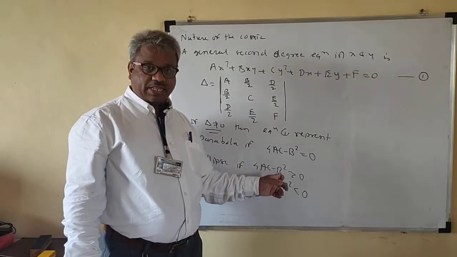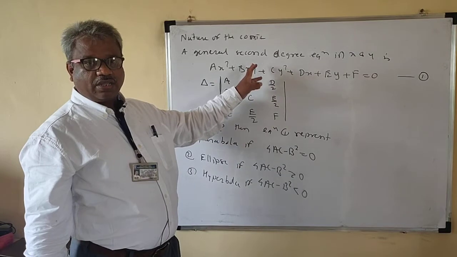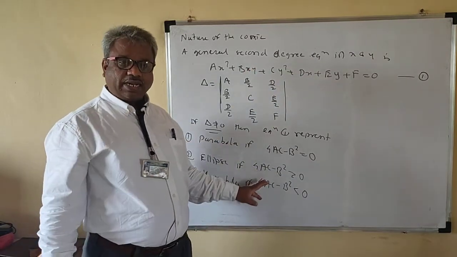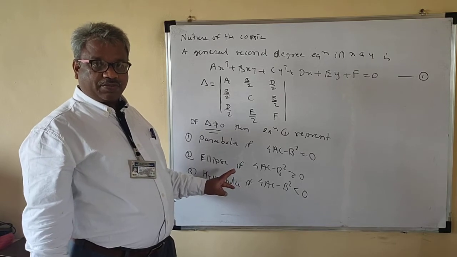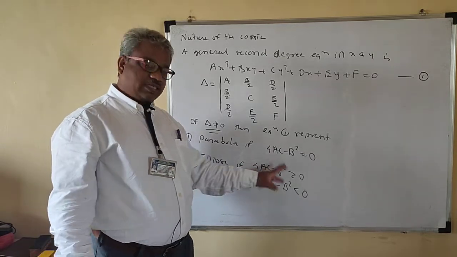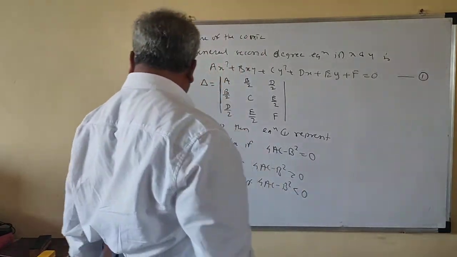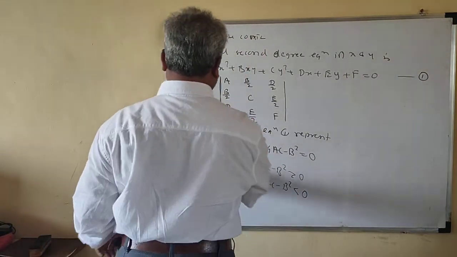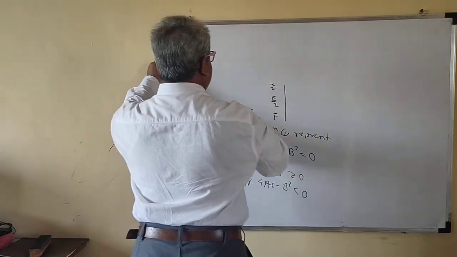So how to remember that? That is the convenience. Here the product term is absent. If the product term is absent, then this is the criterion to identify the locus. Okay. So if AC is positive, then this is an ellipse, and if AC is negative, then this is a hyperbola. Okay. So in this way you can remember the nature of the conic.